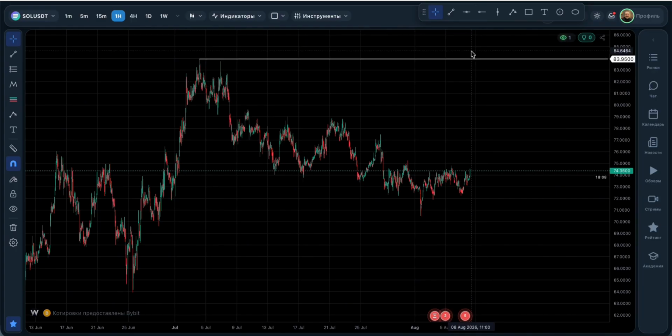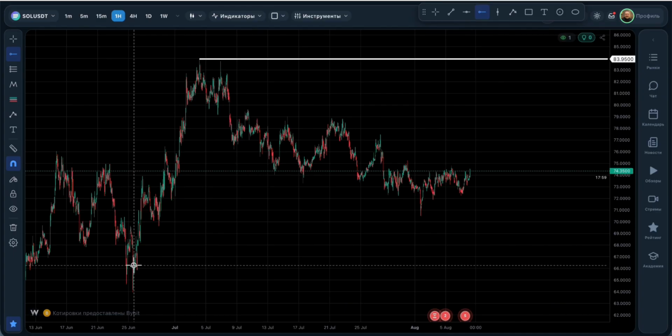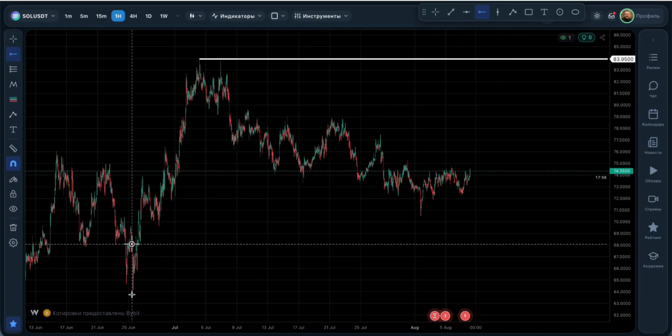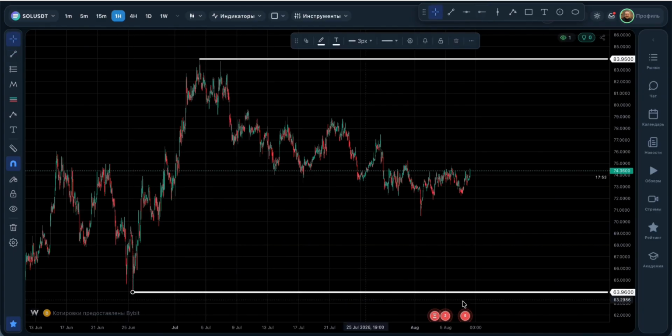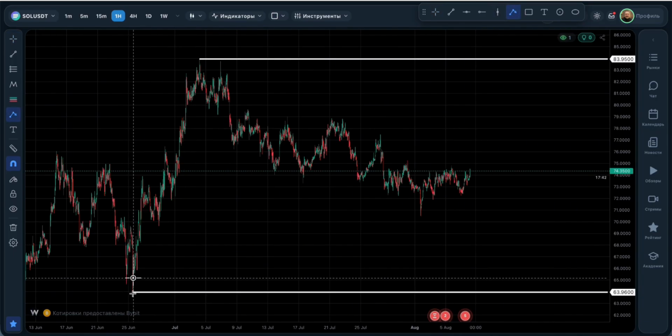$83.95 per coin. This is the main target in case the downward trend movement is broken. So, the main target. Now, the previous trend movement started right here from the $63.96 mark. Pay attention, the entire movement took $20. Now, the substructures. Very important.